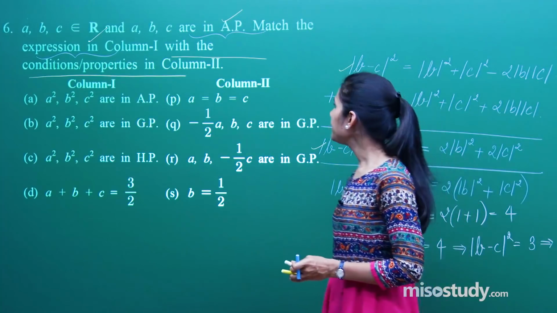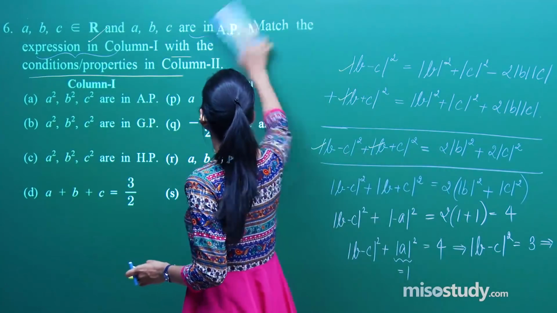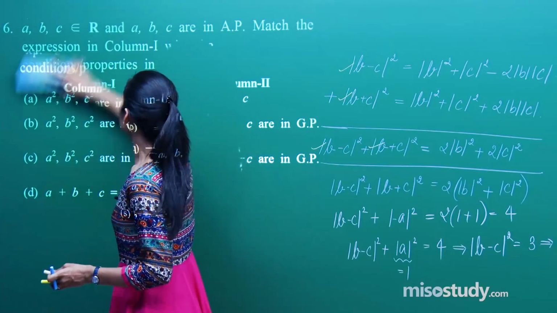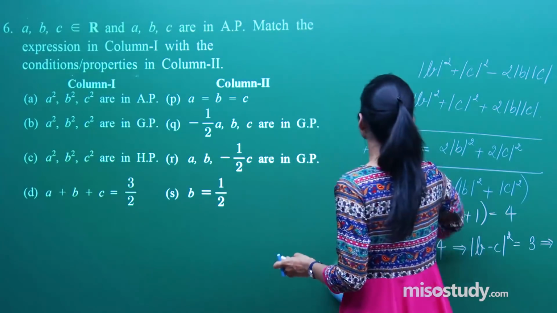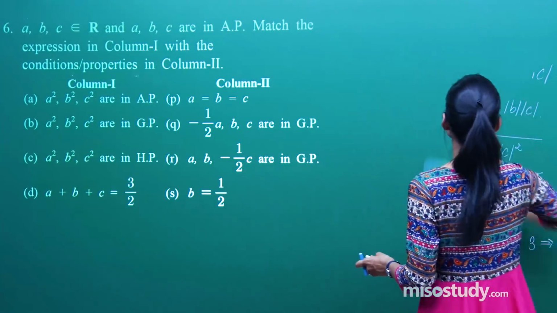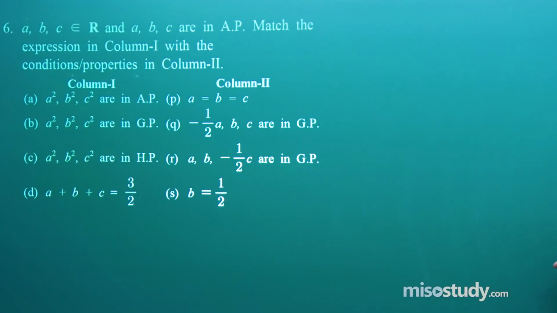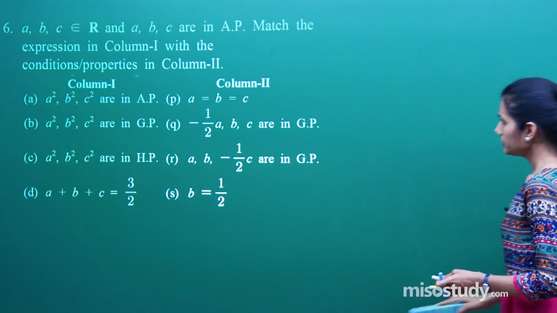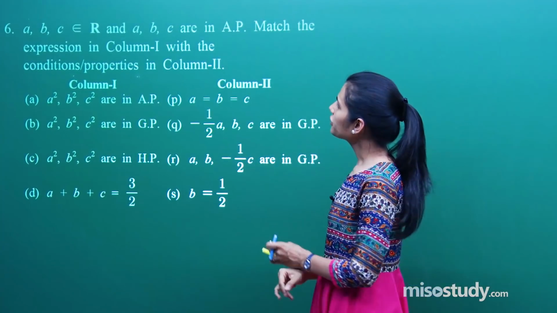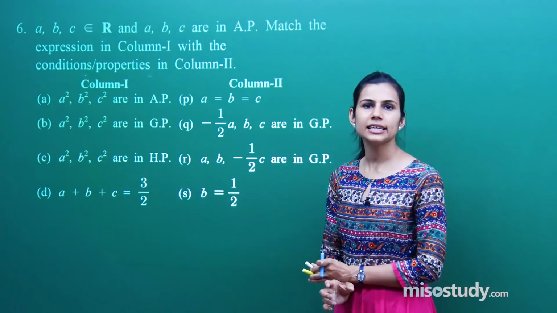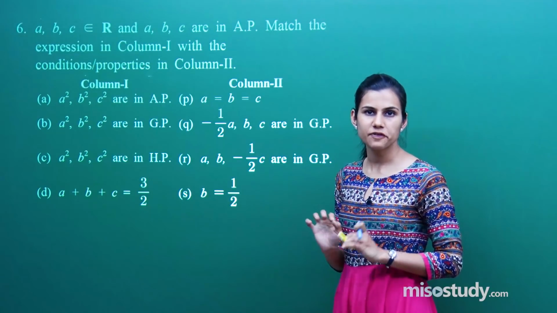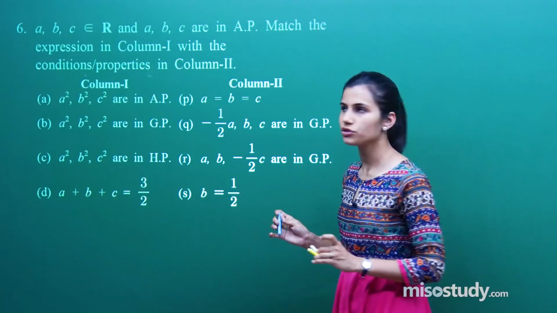Over here A, B, C are given as real numbers. A, B, C are real numbers. In the previous question A, B, C were being given as complex numbers, right? Now A, B, C are real numbers and A, B, C are in AP. Please get these facts very, very clear, whatever is given to you.